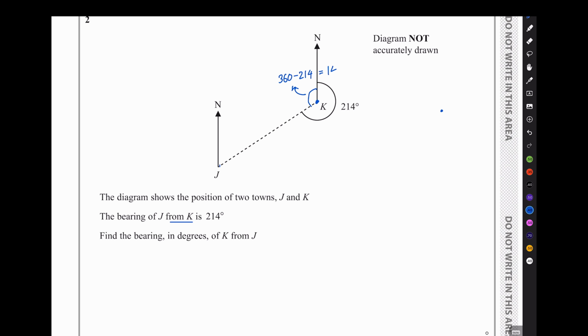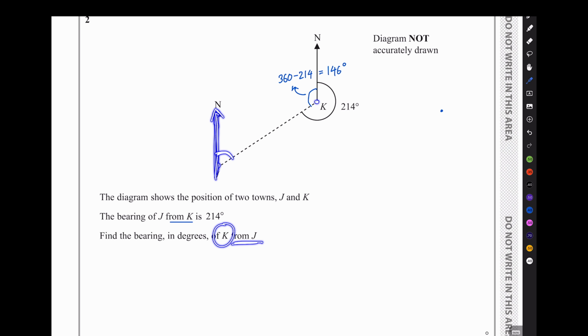Anyway, so this angle is 146 degrees. We already know this rule. I forgot the name of the rule, but basically this angle plus this angle add up to 180 degrees. Let's see what our target is: find the bearing in degrees of K from J. So K from J. This is the starting position, where we draw the north line, and we need to find the bearing of K from J. So this is the angle that we need to find.